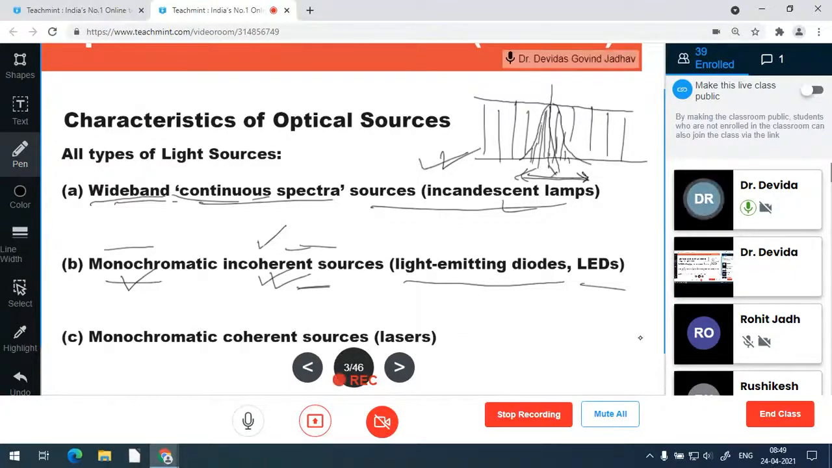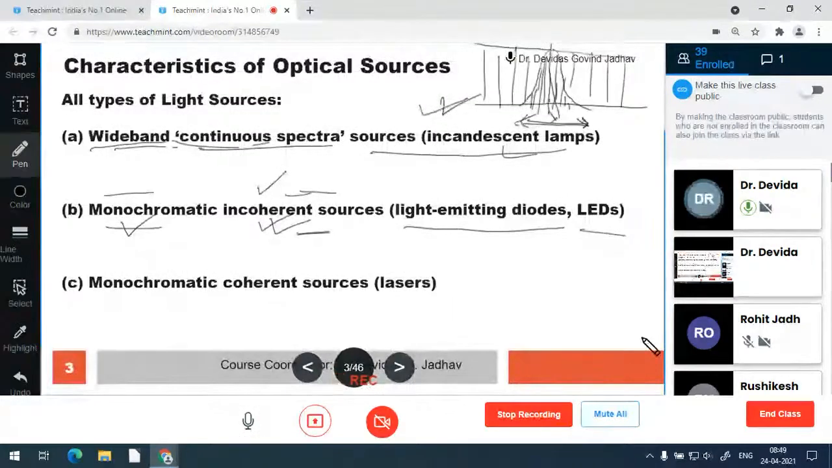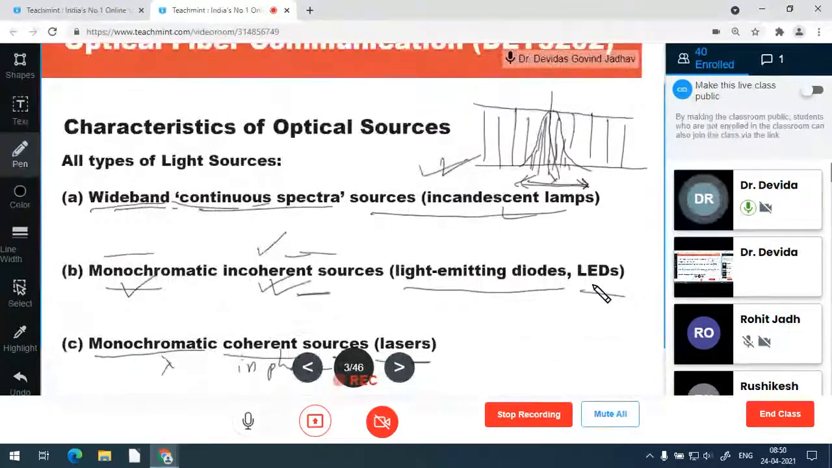And the third is laser sources. These laser sources are monochromatic as well as coherent sources. Monochromatic means single wavelength and coherent means in phase. All the photons are in phase. This is monochromatic and coherent. So these are the characteristics of optical sources.